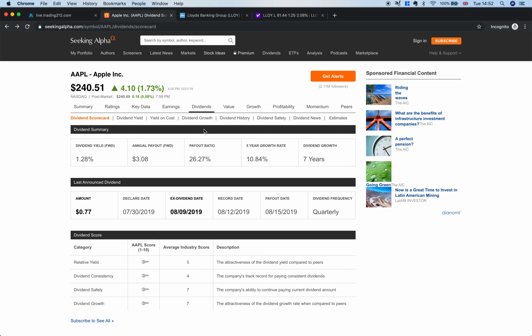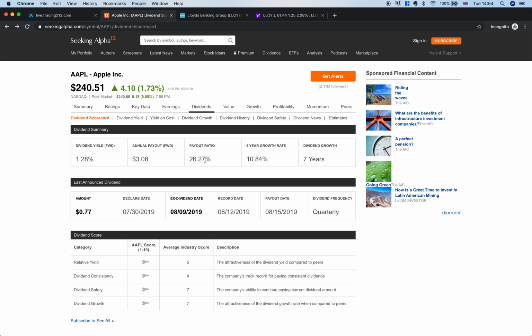On the page here, the first thing I look at is the payout ratio. The meaning of payout ratio is simply the amount of earnings a company makes in a given year and how much of those earnings are distributed to shareholders. In this case, 26.27% is given to shareholders in the form of dividends. The rest of the money, i.e. the 74%, is kept within the company, and the company can use that money just to grow bigger and bigger.